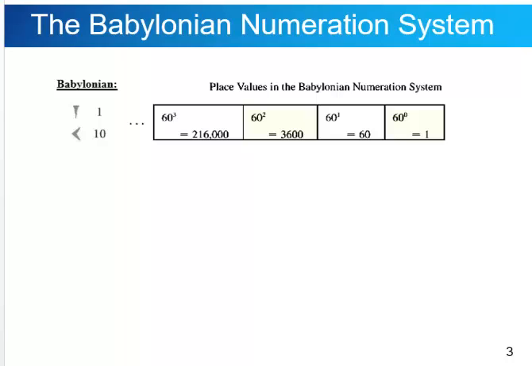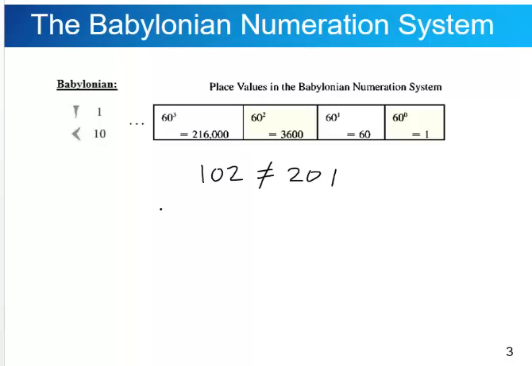The way it works is similar to ours in that it uses place values, meaning depending on where the symbols are, they're worth different amounts. So, like in our system, we know that 102 is not the same thing as 201. But the way that this works is within each place value, you add the numbers.